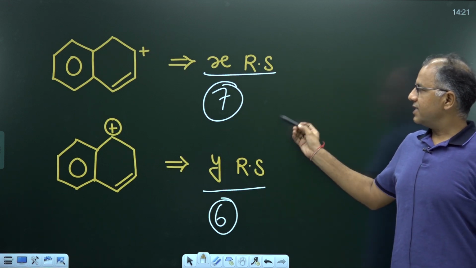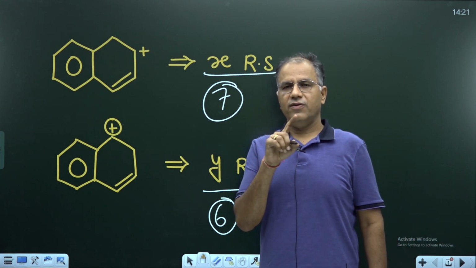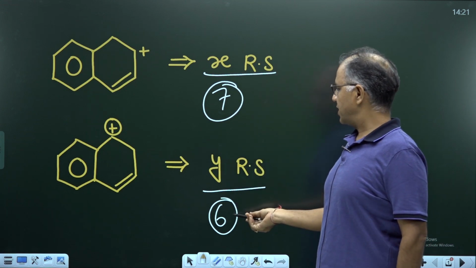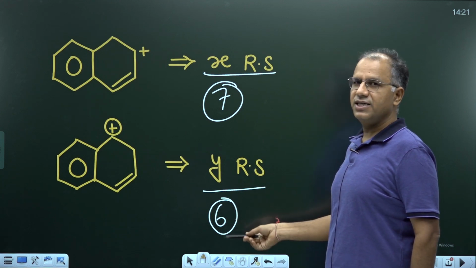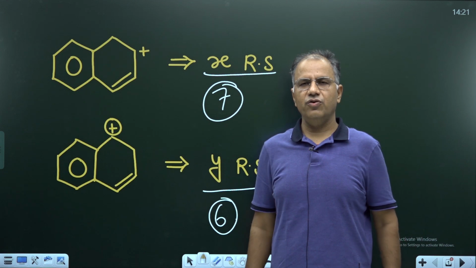If your answer is less than 7, then pause the video and find out which structures are missing. Similarly, if your answer is greater than 6 or less than 6, then you have to recheck your problem again, recheck your resonating structures.